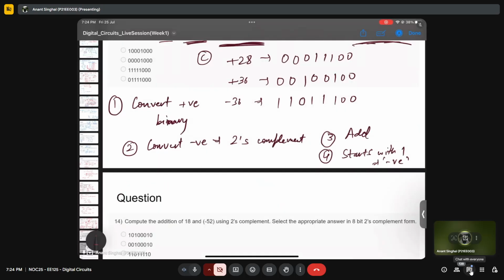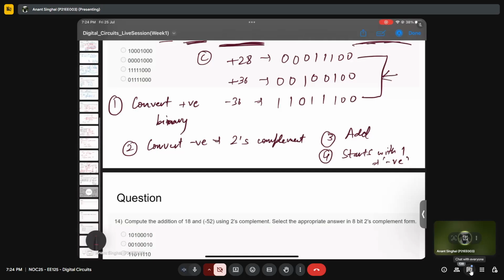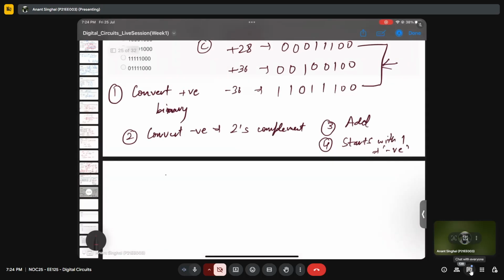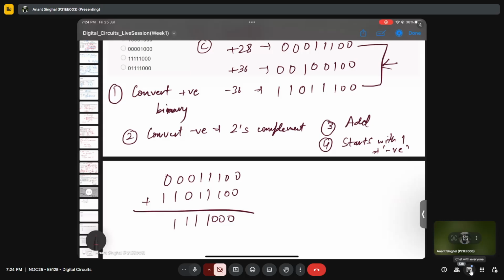So if I just add this and this and then convert to the negative, let's just do that. So 28 is 0 0 0 1 1 1 0 0, then minus 36 is 1 1 0 1 1 1 0 0, and then we add it, so it's 0 0 0 1 1 1 1. So you see the last bit is negative.